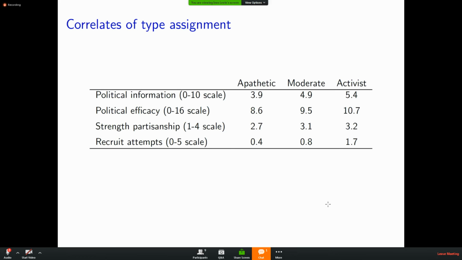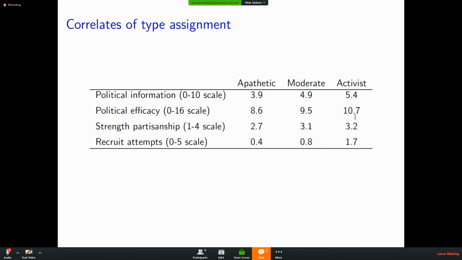So I cannot make credible causal claims regarding whether certain attitudes are driving these systematic differences in participation that we observe. The most that I can tell you is that there is a correlation between certain measures, for instance, of political attitudes and political information and the type assignments that I introduced before. So for instance, people who perform better in tests of their level of political information are more likely to be classified as activists. The average level of political information is higher among activists than among moderates and apathetics.